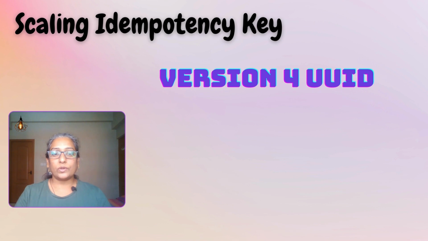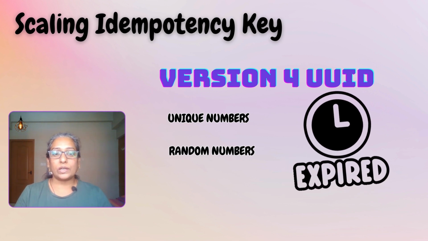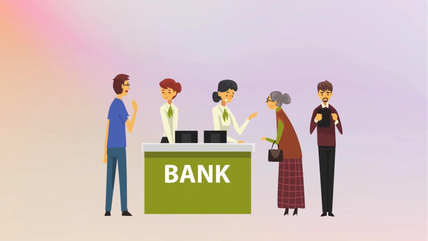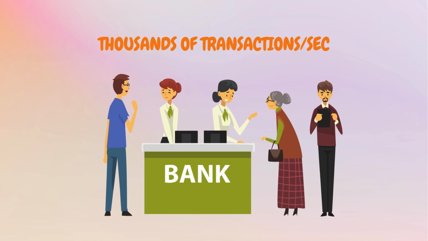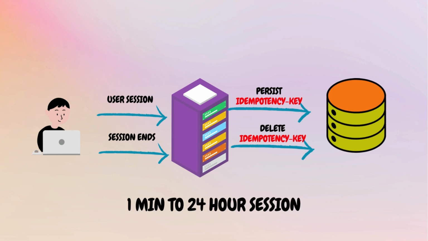Version 4 UUIDs offer unique random numbers, but storing millions of them in the server's database creates scalability and storage cost issues. To mitigate this, we can impose expiry time on the unique IDs on the server. As an example, consider a commercial bank server handling thousands of transactions per second. For HTTP methods like post and patch, which require idempotency keys, to efficiently manage the storage of these millions of keys, storing idempotency keys until the session ends is a viable solution. Sessions typically last from 1 minute to an hour but can be extended up to 24 hours.